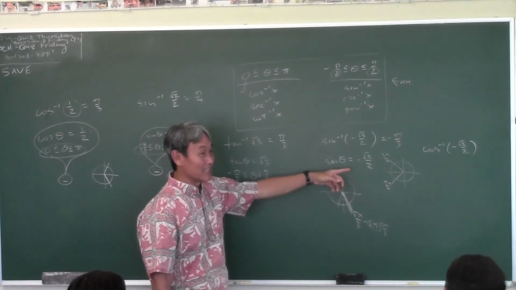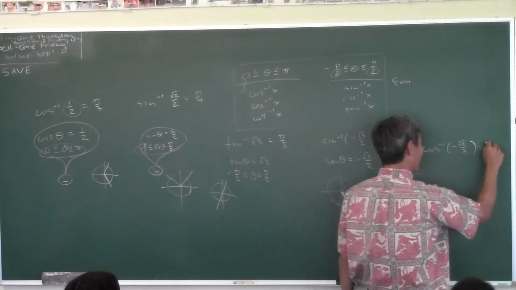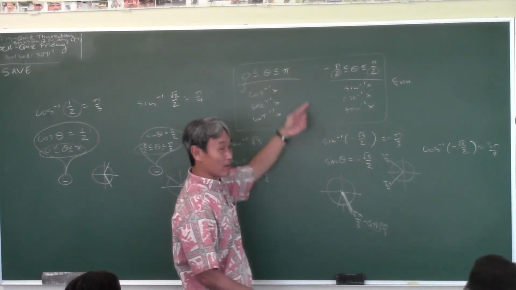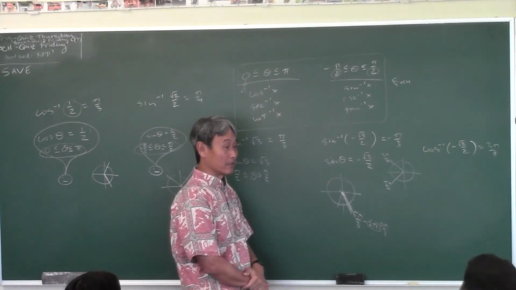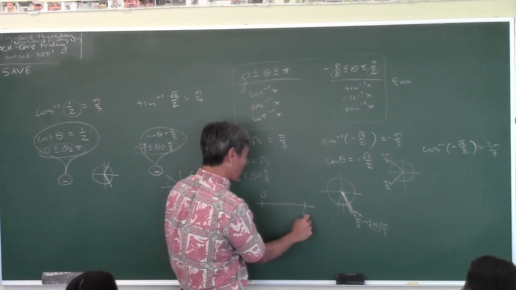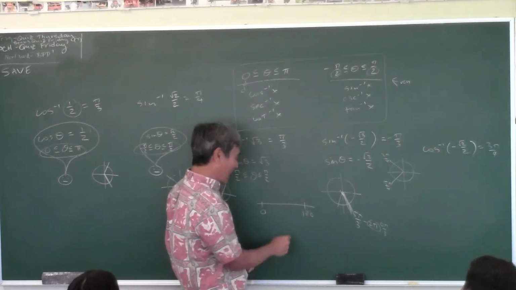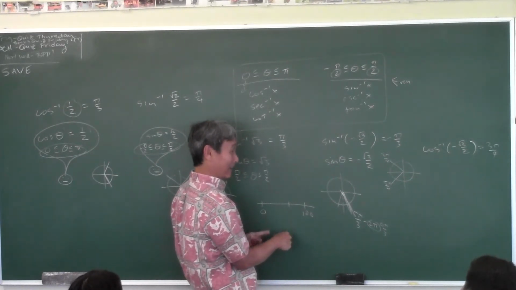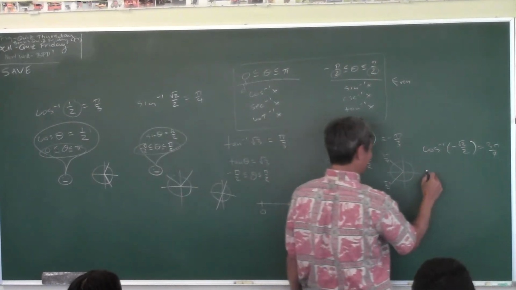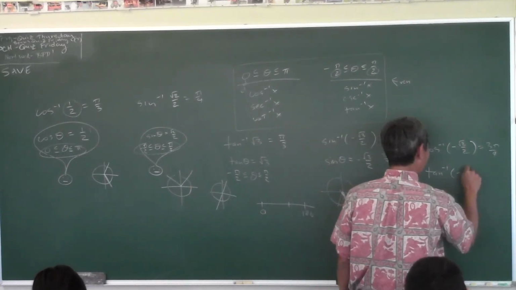No, one of them is in the range. 3 pi over 4 is the answer. Look, 135 degrees is between 0 and 180, right? Think about it. Here's 0, here's 180. Is 135 in between there? Yes, that's the answer. Okay, let's do another one. Tan inverse, I don't want to do the same thing, negative 1 then.